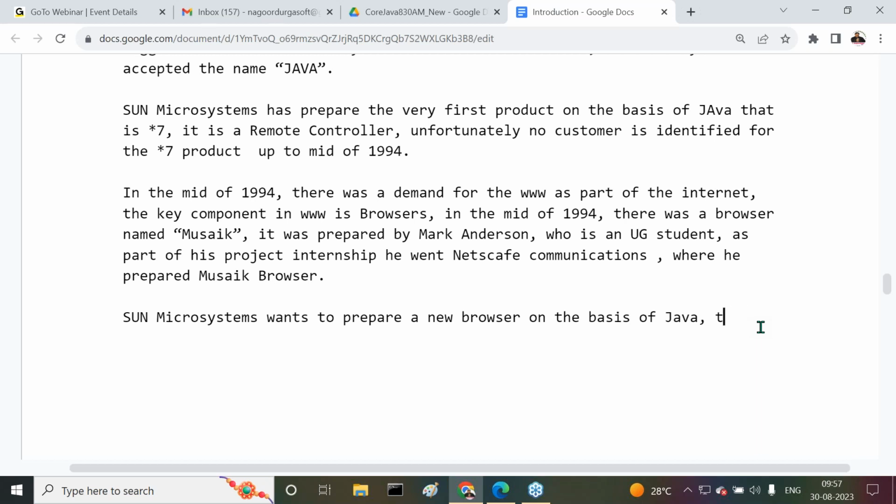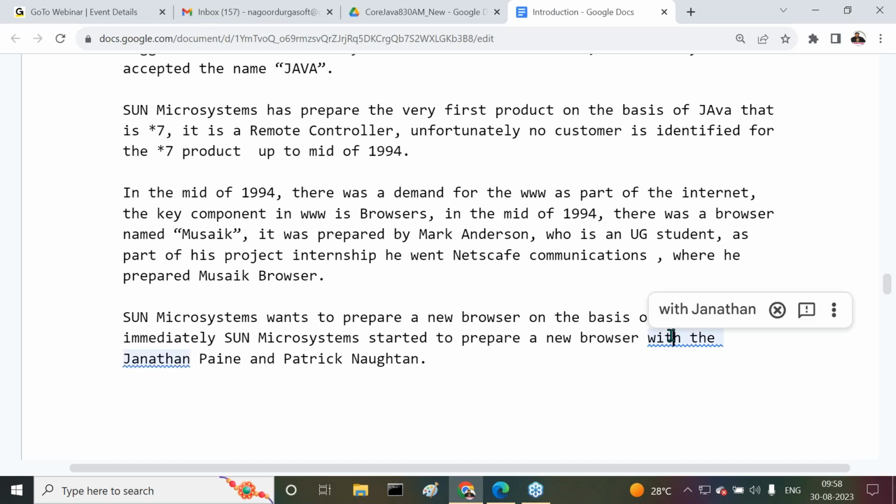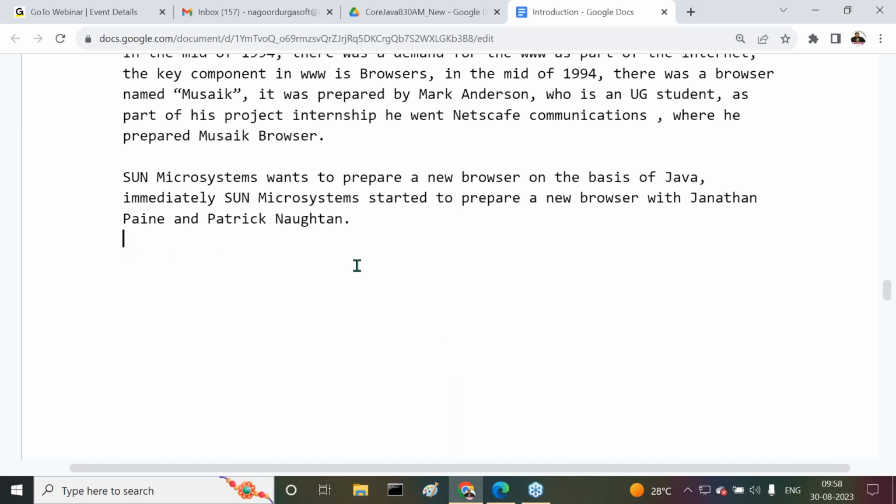On the basis of Java, Sun Microsystems immediately started to prepare a new browser. Observe carefully. Two members took that responsibility. Who are the two members? Jonathan Payne and Patrick Naughton. These two members took the responsibility of preparing the new browser. Finally, understand it clearly, it is completed with Jonathan Payne and Patrick Naughton.